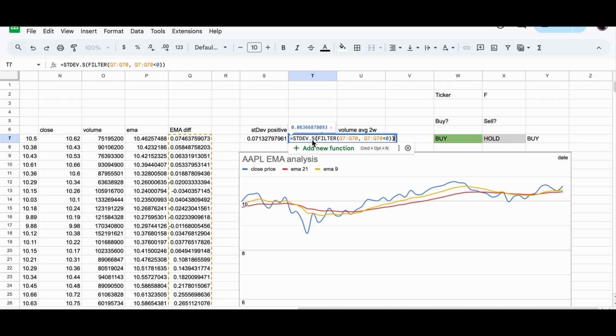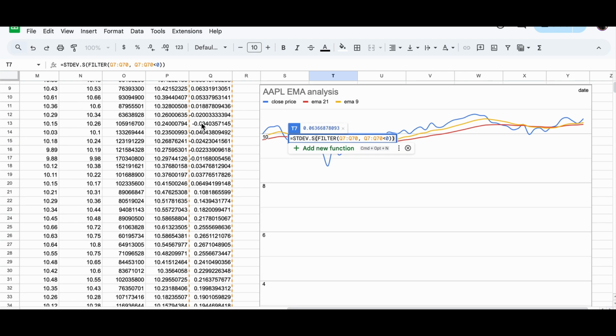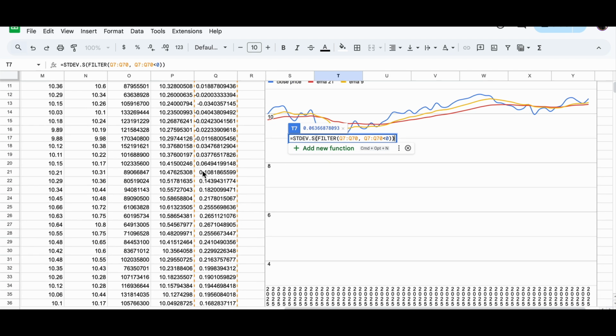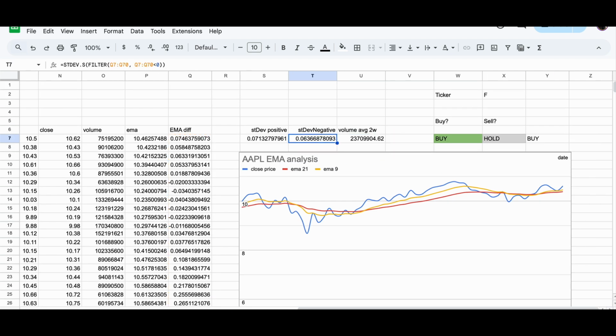For calculating the negative standard deviation, I also use this filter, take the range, but this time I take less than 0. So I only take values with the minus sign, and out of these values I calculate the standard deviation. As you can see, for negative values it is 0.06. Standard deviation cannot be a negative value itself because it shows by how much it deviates from the average, even for negative values. That's why this value is always positive.